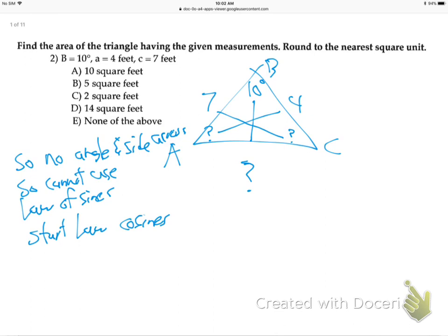Looking for area. Oh, I'm not even reading the question. Read the question. That's important. First step. Yes, thank you, Wendy. Find the area. So I'm not even paying attention. Find the area. So forget all that stuff and find the area.